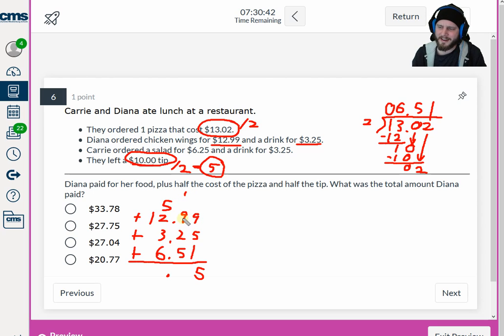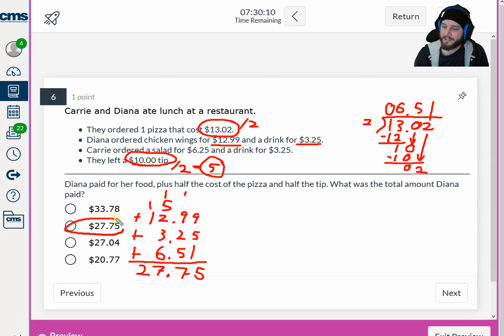1 plus 9 gives me, what is 1 plus 9? That's 10, plus 2 is 12, plus 5 is 17. Carry my 1. 1 plus 5 is 6, plus 2 is 8, plus 3 is 11, plus 6 is 17 again. Carry my 1, and 1 plus 1 is 2. So the answer for how much Diana wound up paying should be $27.75. That's going to be the answer that we should have gotten for number 6.